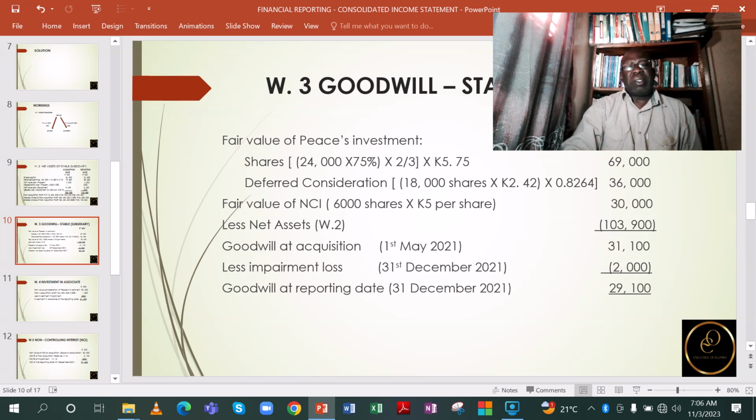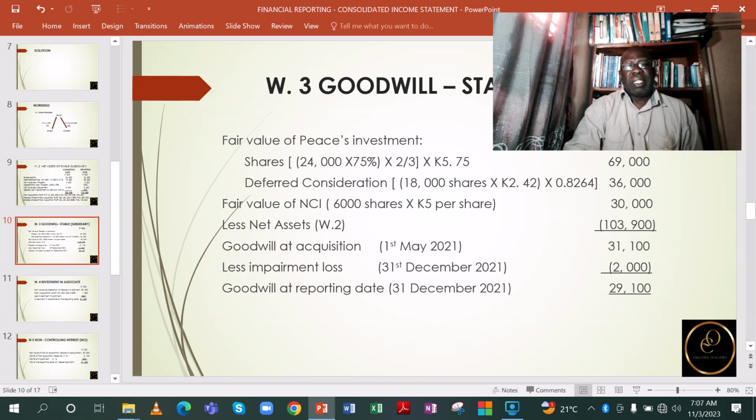Then we also take note of the fair value of the non-controlling interest. So when we look at the fair value of Peace's investment and the fair value of NCI, and compare them with the net assets at the time of acquisition, if the difference is more than the net assets, that is termed goodwill at acquisition. If the difference is negative, then that will be termed a capital recovery. So that's what we have.